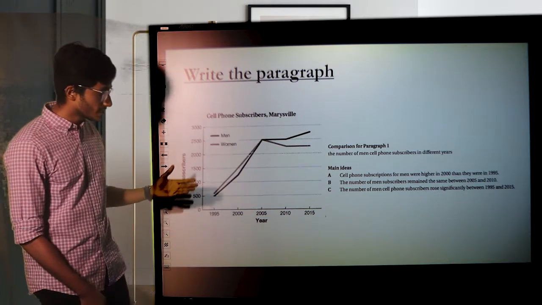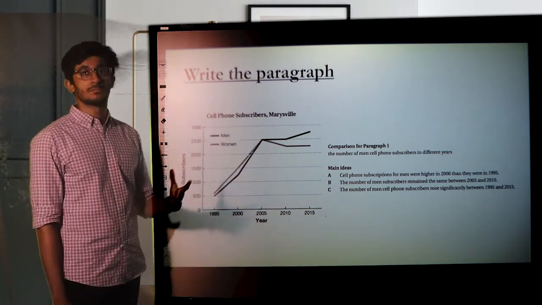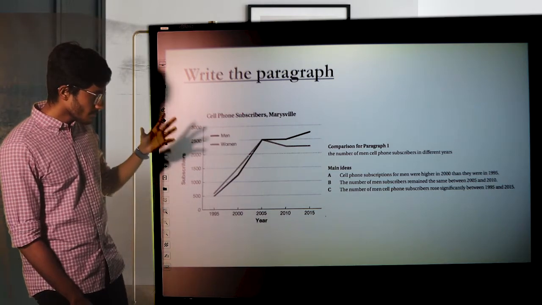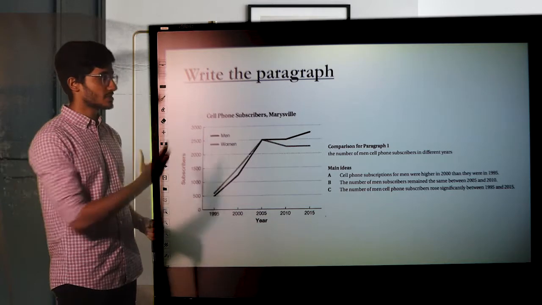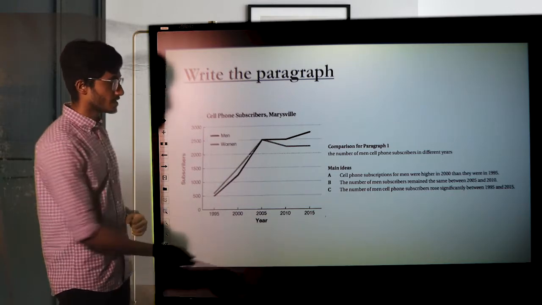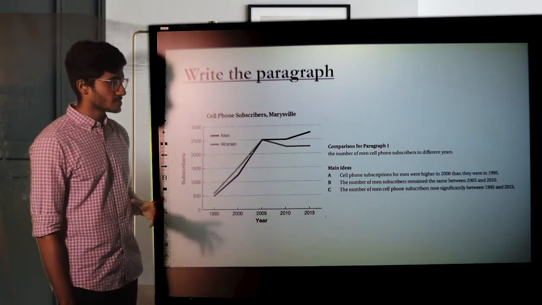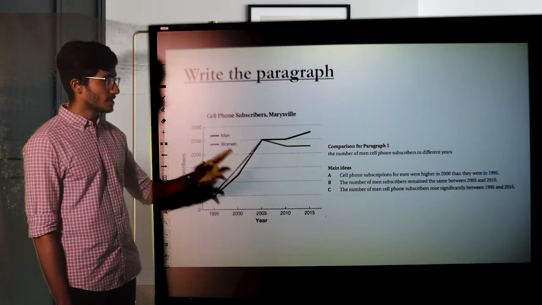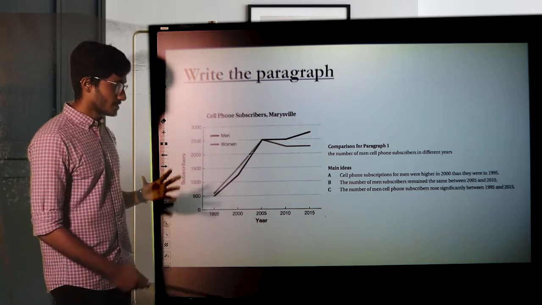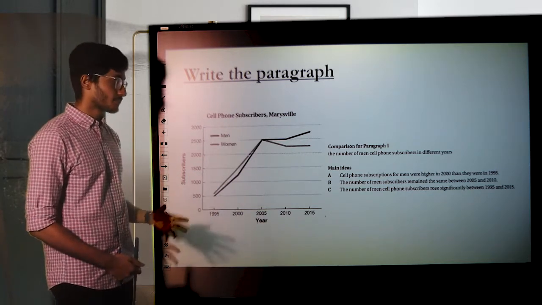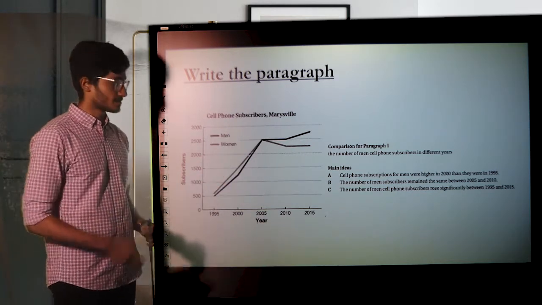Out of all these sentences, C is the best one. Why? Because it gives you a general idea of the whole data set. This is about men. It says the number of men cell phone subscribers rose significantly over the period. That's why this gives you a more general idea. A and B are too specific.